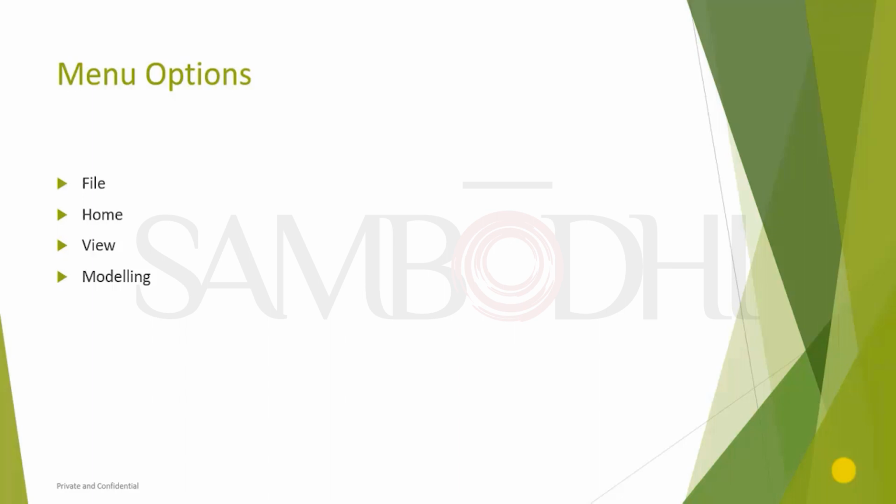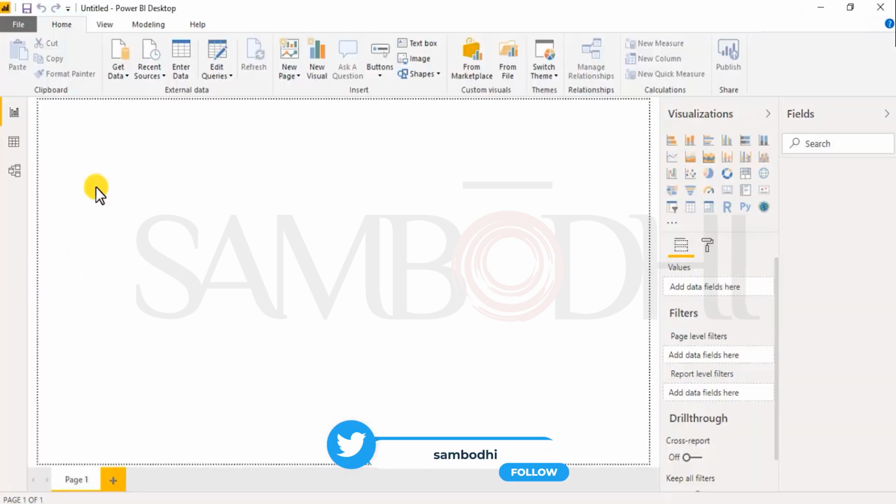Today we are going to study the menu options, which are File, Home, View and Modeling, typically available as a menu bar option at the top of the Power BI desktop software. These options enable us to set the data, work around the data, calculate certain data, and arrange the different visualizations we've brought on the screen. To study this, let's first see Power BI desktop.